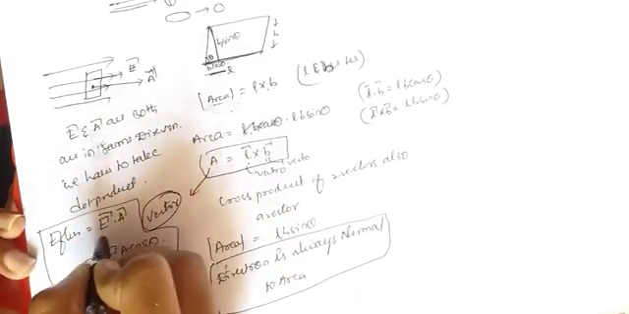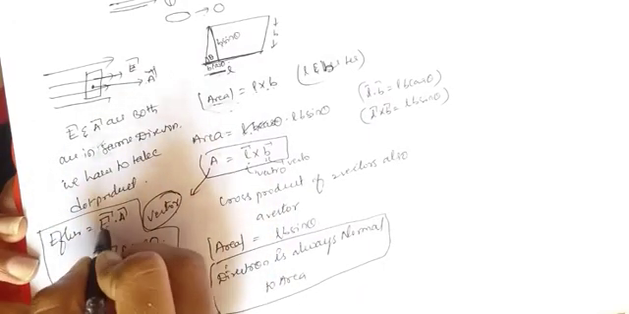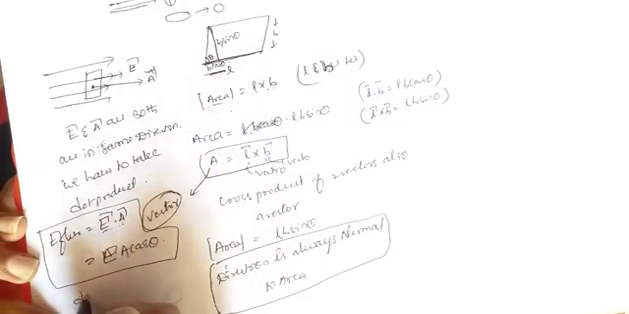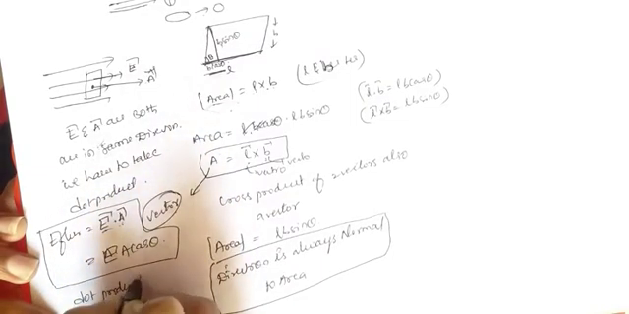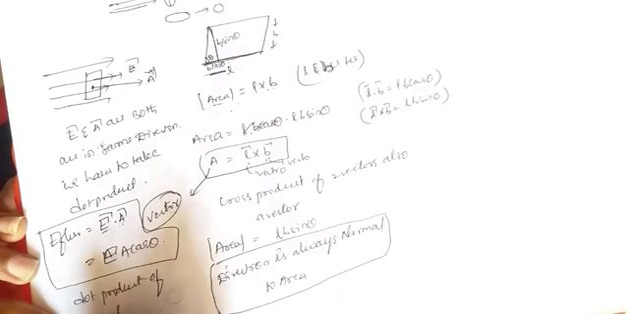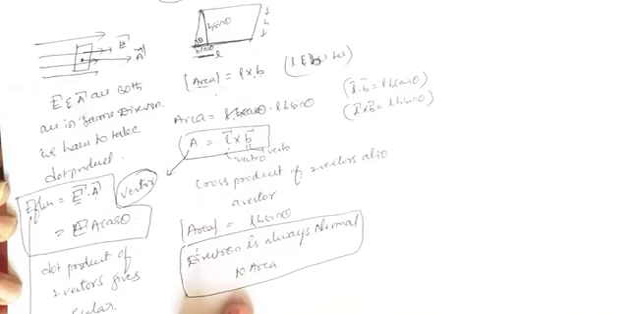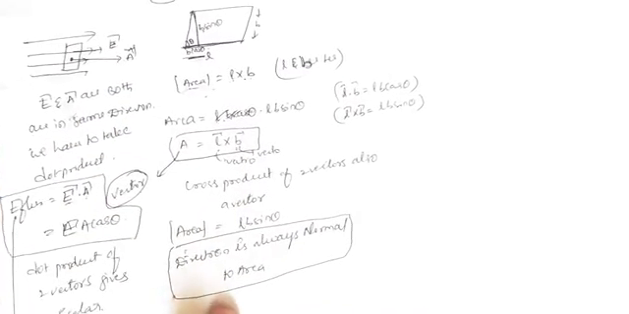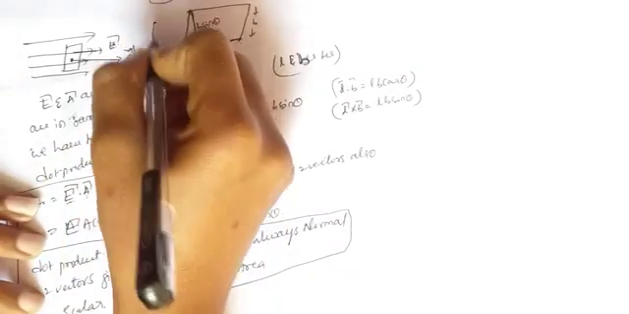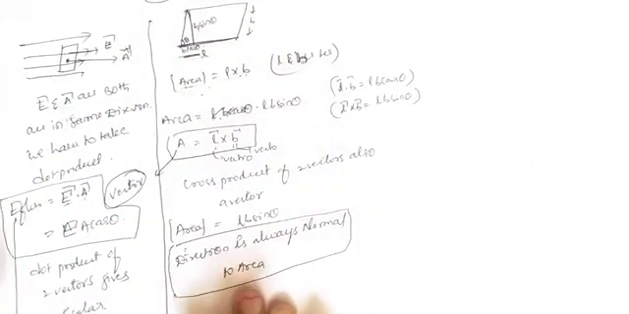So if we are taking the dot product of the two vectors, the dot product of two vectors gives a scalar. That's why electric flux is a scalar quantity. So this is about the area.